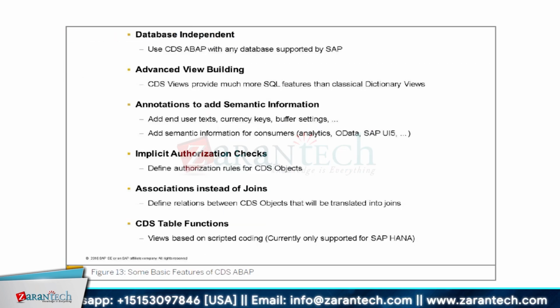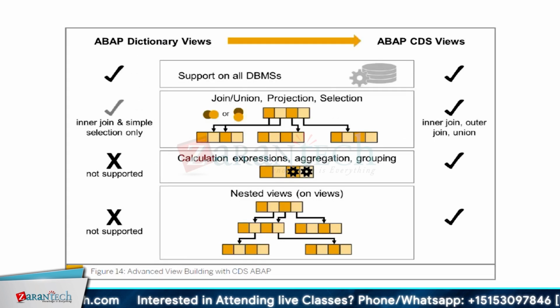So it is database independent, with advanced view building, and so many annotations are there. Authorization checks are also automatically taken care of. We can do associations instead of using joins. Associations are more advanced than joins. CDS table functions we can also use. These are all the advantages of CDS views.